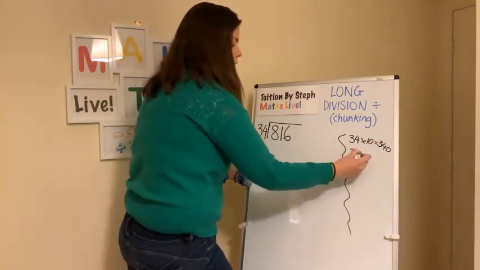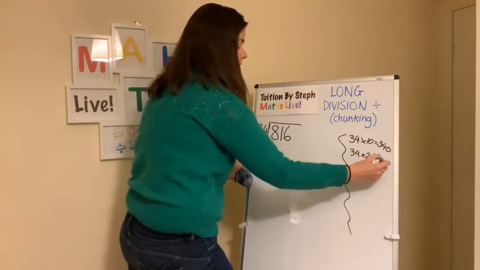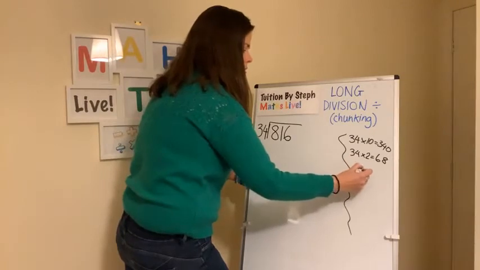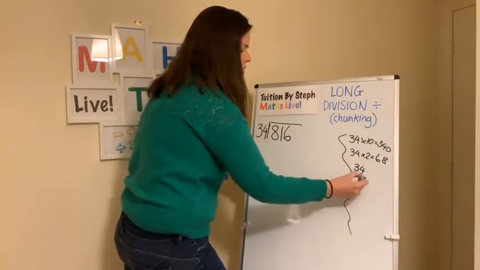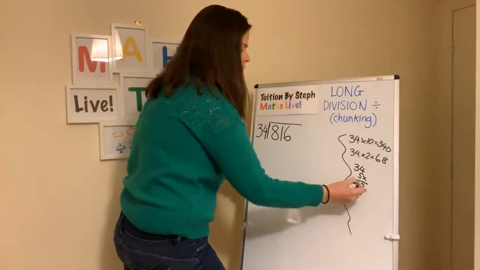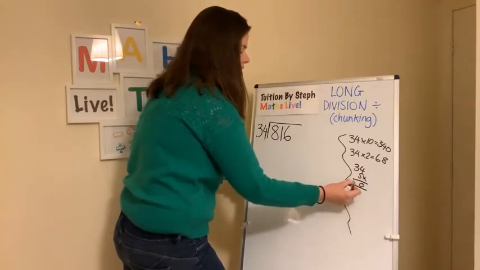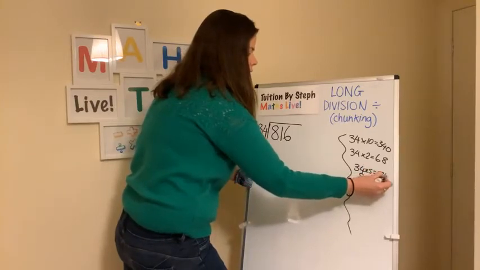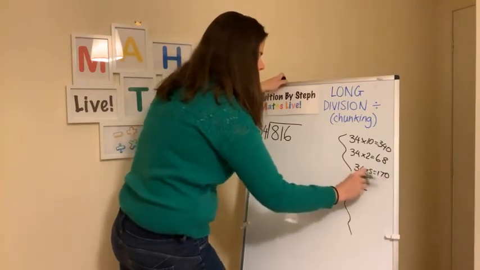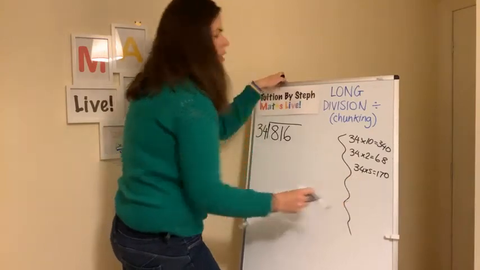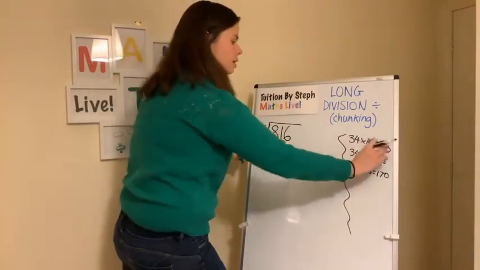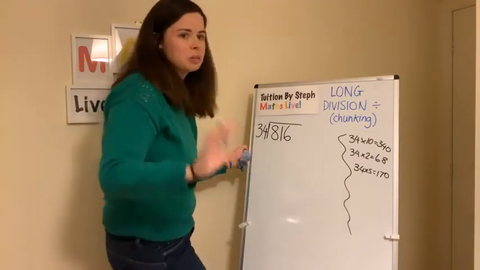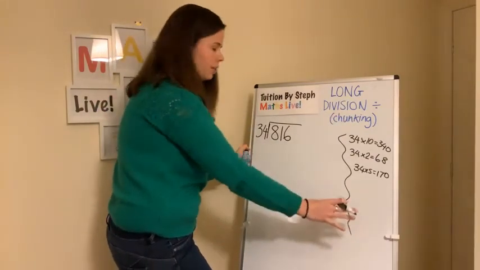34 times 2 is 68. Okay. 34, I always like to do times 5 for some reason. 5 4s are 20. 3 5s are 15, 16, 17. So 34 times 5 is 170. Okay. Let's start with 10. So you could do more. You might do 34 times 3, 34 times 8. Don't spend too long on it.